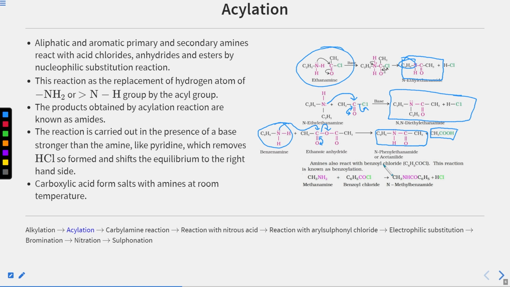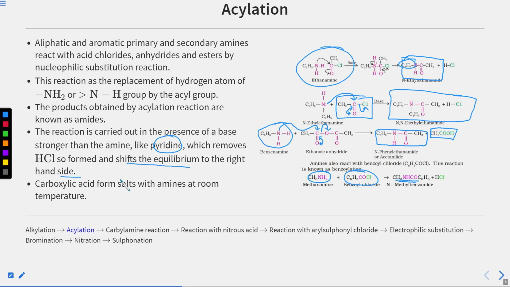Now what we can do, we can take another reaction where we can use say the benzoyl chloride in place of the acyl chloride and our amine. This will give the same reaction, no problem. Only we have introduced a substrate that is different from this. So we have used C6H5COCl in place of this CH3COCl. Now, if this reaction is carried out in the presence of a strong base like pyridine, which removes HCl, it shifts the equilibrium to the right hand side.